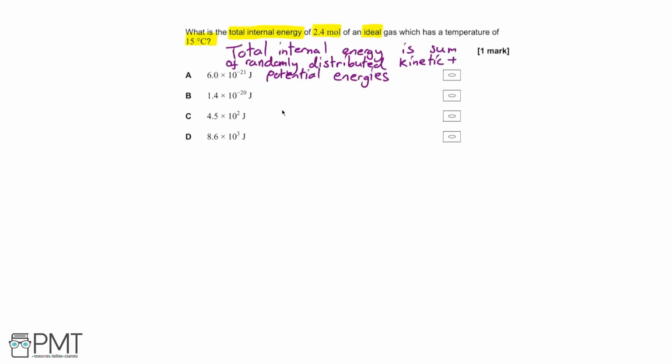Therefore, in order to work out the total internal energy of the entire gas, we need to work out the average energy of one gas particle and multiply it by the number of gas particles, and this will correspond to the total internal energy on average, which is how the total internal energy is defined.